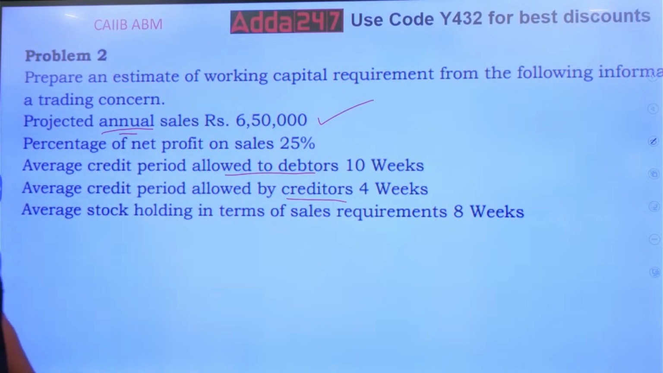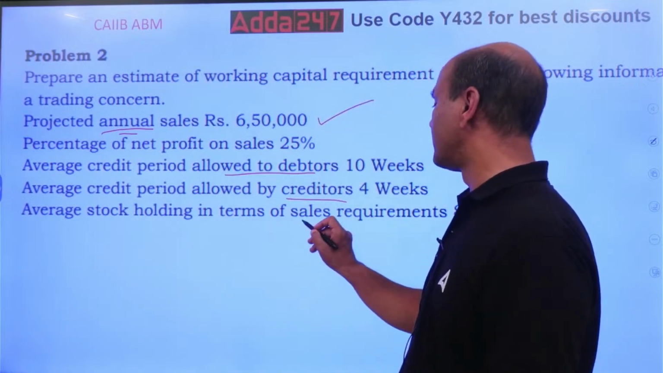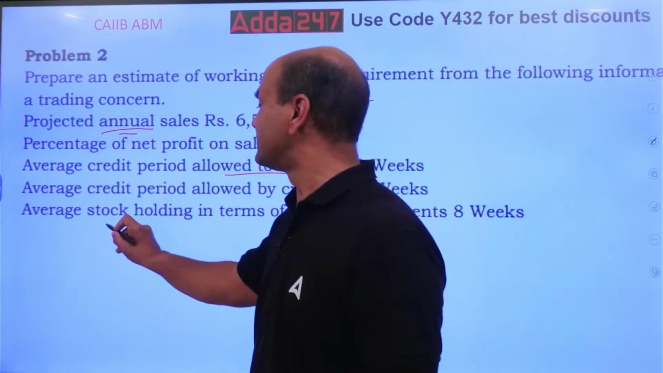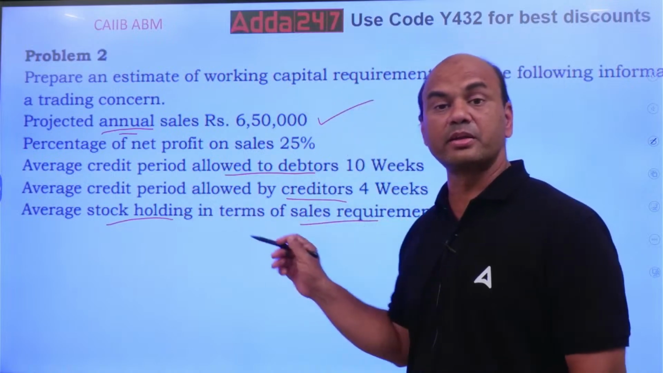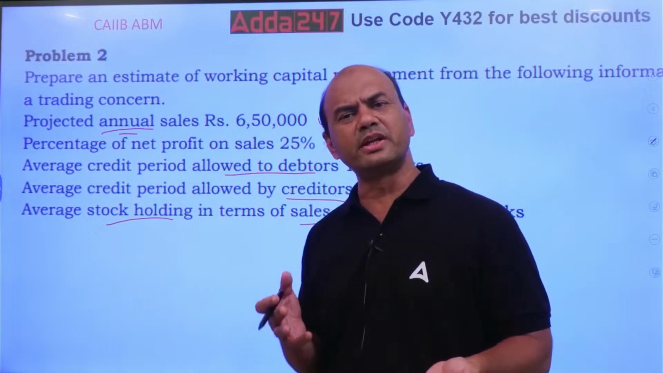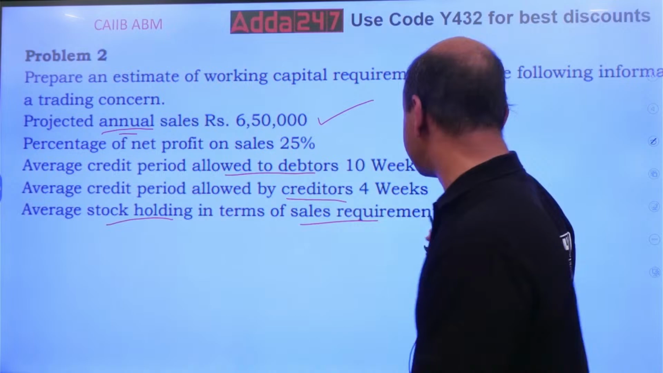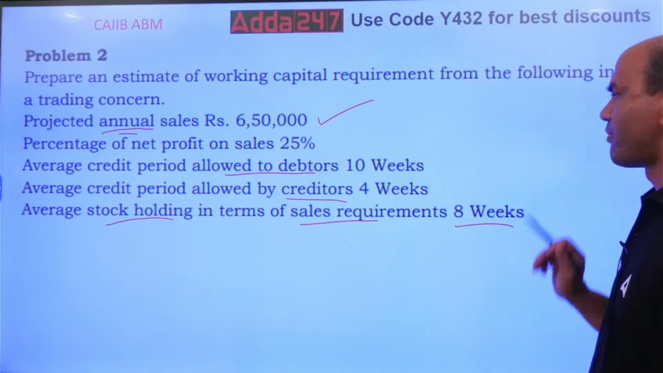Average stock holding in terms of sales requirements is 8 weeks. So stock holding means this is my inventory, WIP, work in progress. Whatever I bring in, let it be finished goods, let it be raw material, let it be processing. It is for 8 weeks. Look at this, 8 weeks.